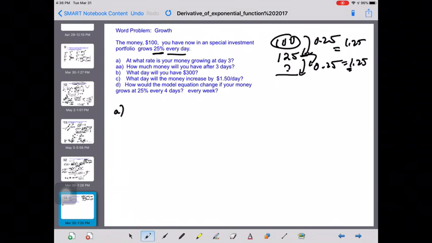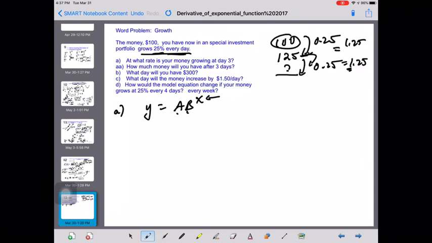So for part A, at what rate is your money growing at day 3? We're going to have to find a model, an equation, for this situation. So going back, I'm going to write down a, b, x. Other teachers may have used different letters, but a is the initial amount, b is how something is changing, and x is the number of changes, the number of periods. In this case, let a be the $100. And we know that to get from one day to the next, you're going to multiply by 1.25.